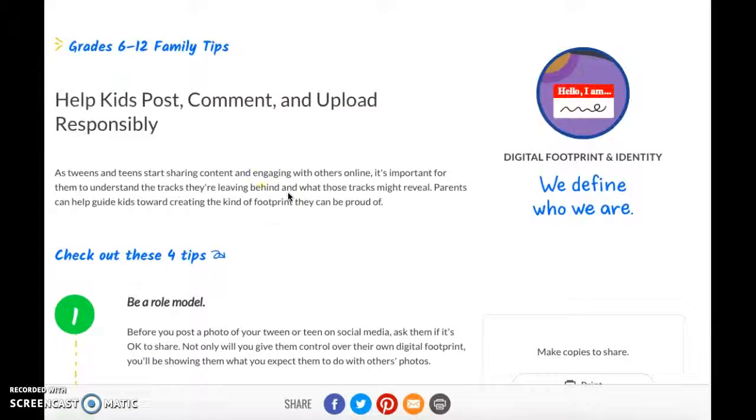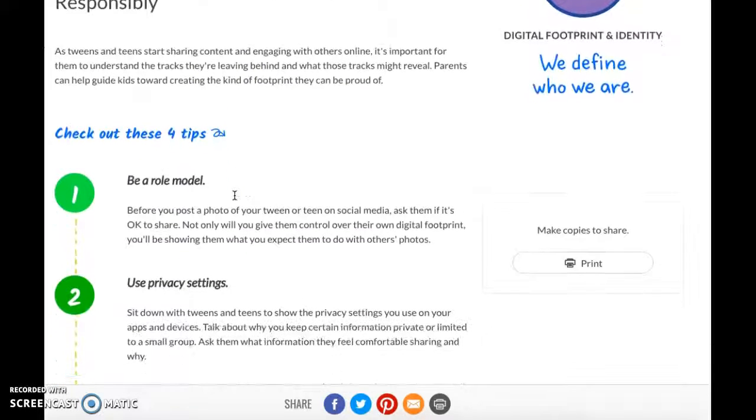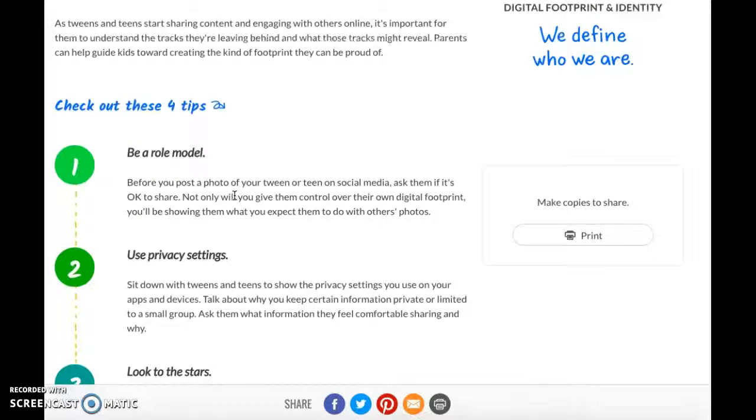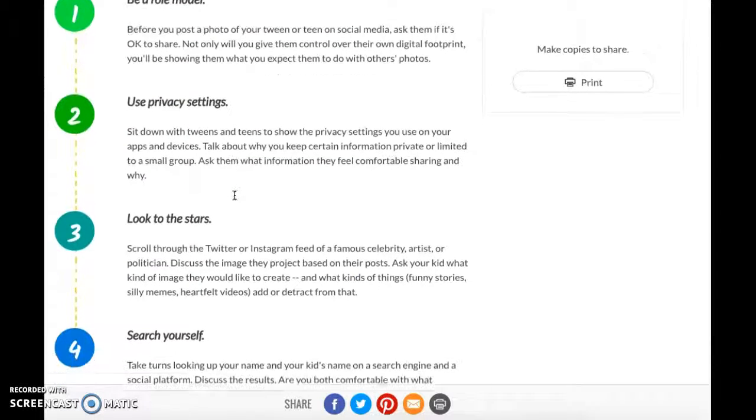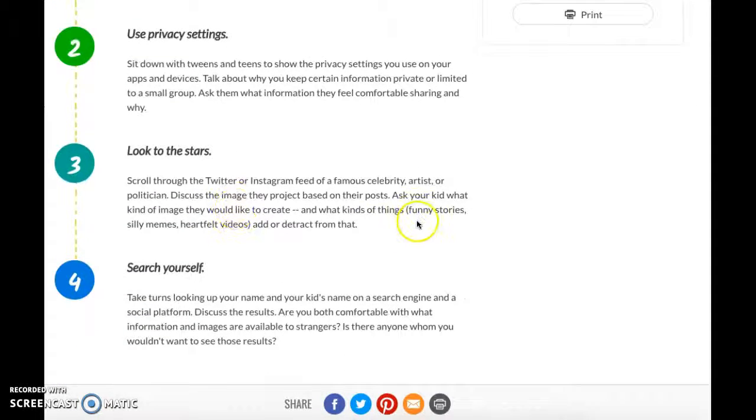So this one has, again, 4 tips to helping kids post comments and upload responsibly. Number 1, be a role model. Number 2, use privacy settings. Number 3, it says look to the stars. So look for examples on Twitter, Instagram of celebrities.